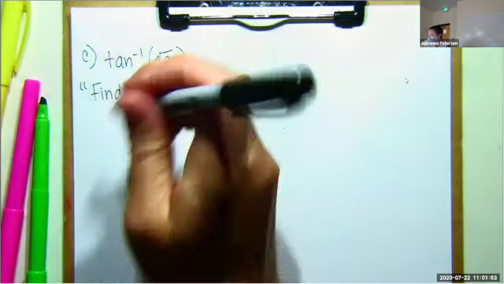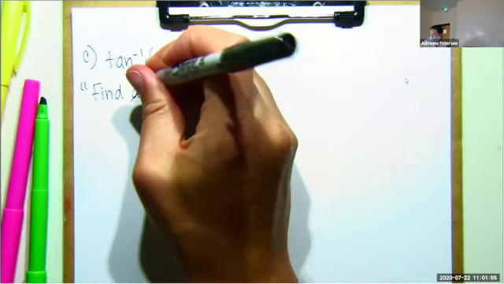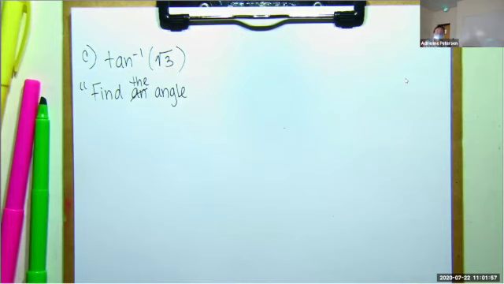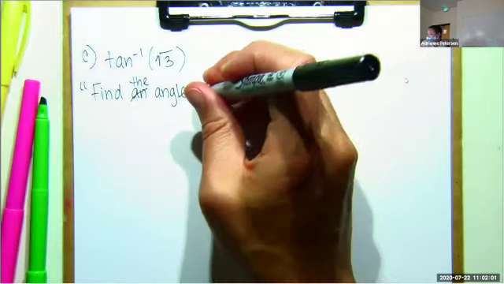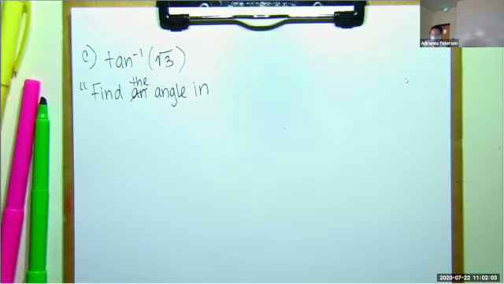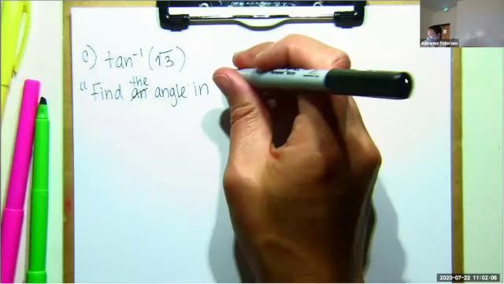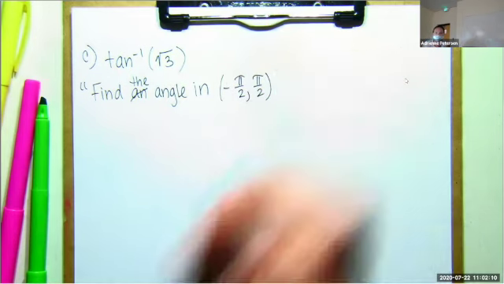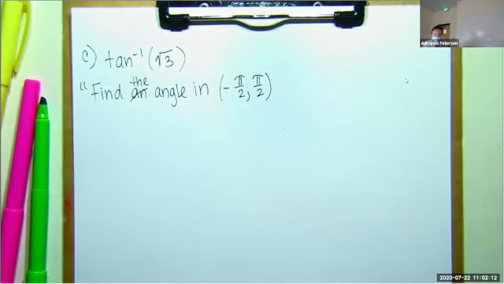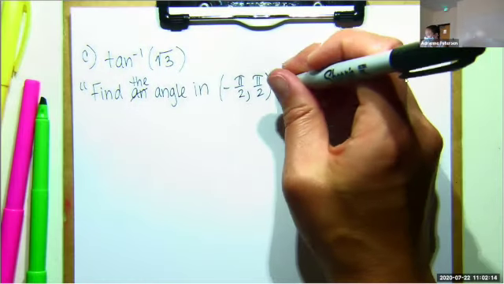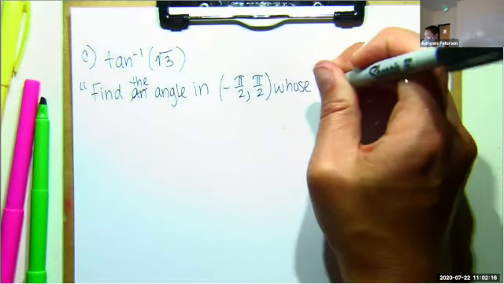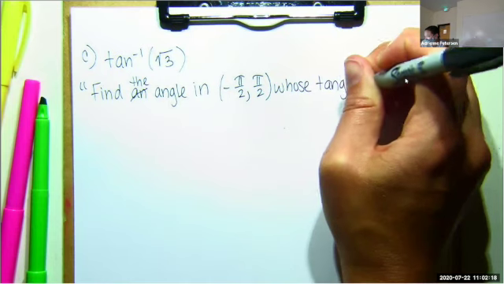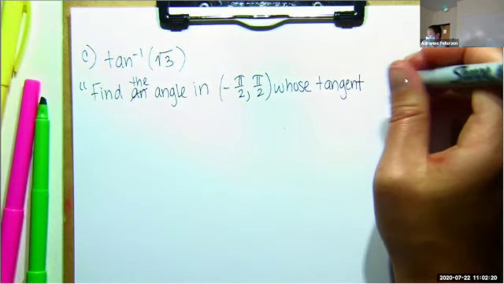And I keep writing "and," it should be, there's only one angle. So find the only angle, there should only be one. Find the angle in our restriction for inverse tangent. So our range for inverse tangent was negative pi over 2 to positive pi over 2 with those parentheses. Remember, it was undefined at those endpoints. What do we know about that angle? We know that tangent is root 3.